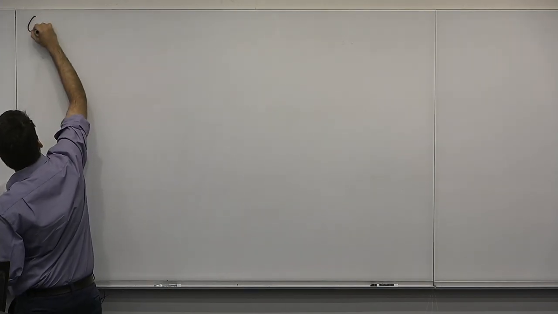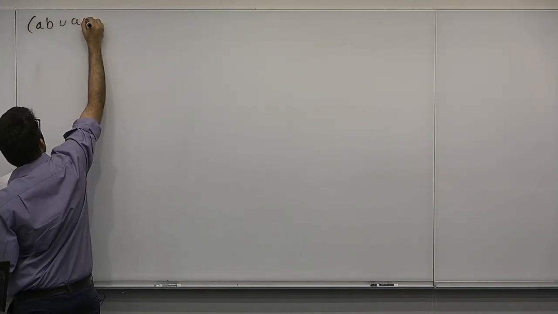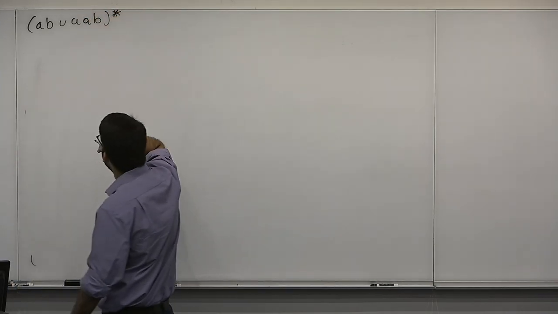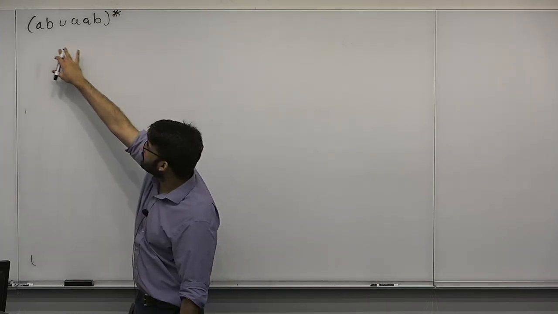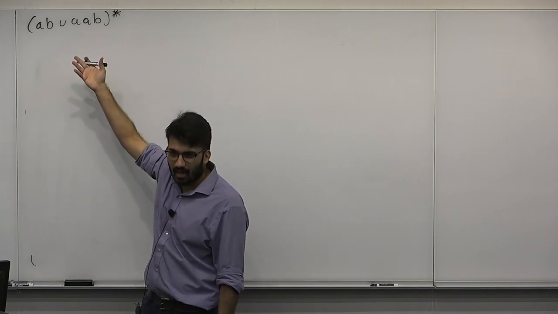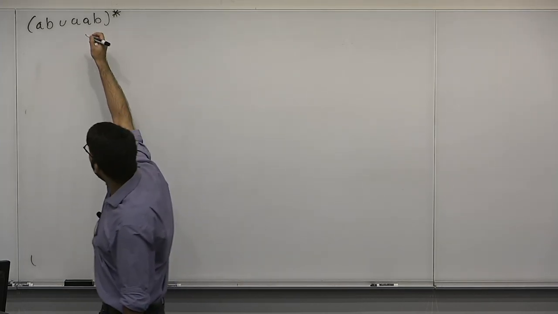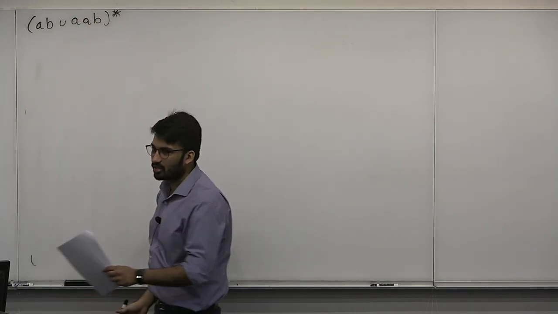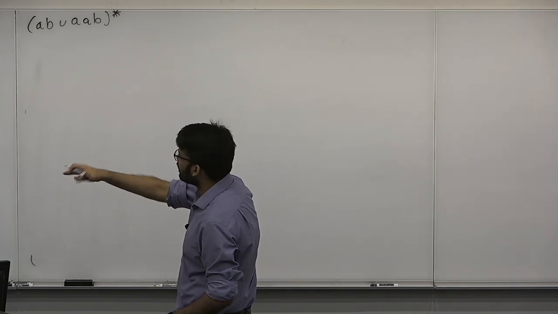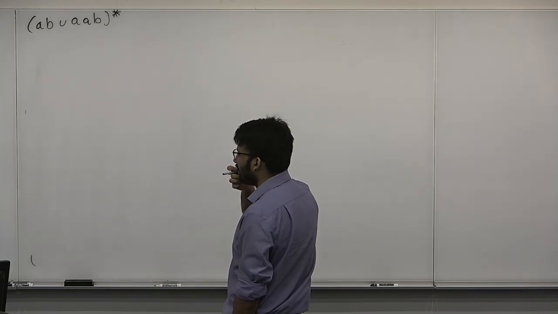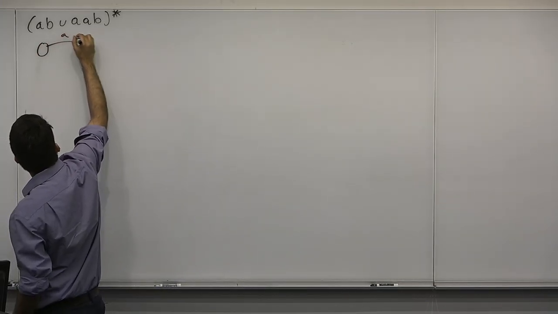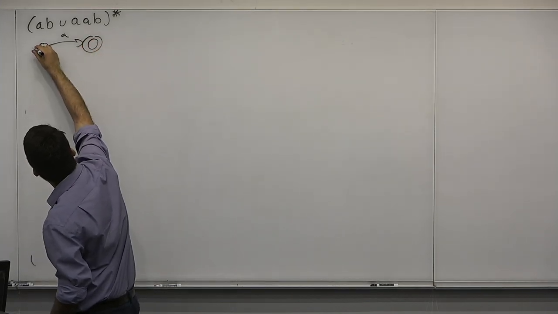So the regular expression I'm concerned with is AB union AAB, star, right? So this is any zero or more copies of either AB or AAB. This one maybe doesn't have a nice human natural understanding of what it is, but that's fine. It is certainly a regular expression for some set of strings. The way we're going to do this is just combine all the atomic pieces of our NFAs and glue them together. So we had the NFA for A, and we had the NFA for B, right?